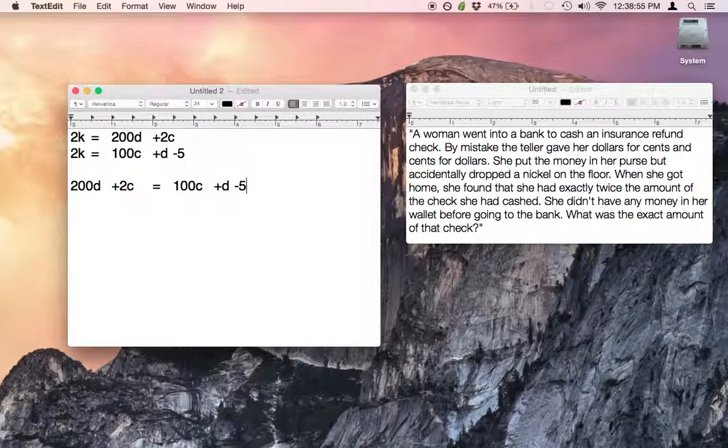We'll go ahead and get all of our variables on the left side and all of our constants on the right side. And what we'll do is subtract d from both sides to get rid of that d right there. And we're going to go ahead and subtract 100c from both sides.